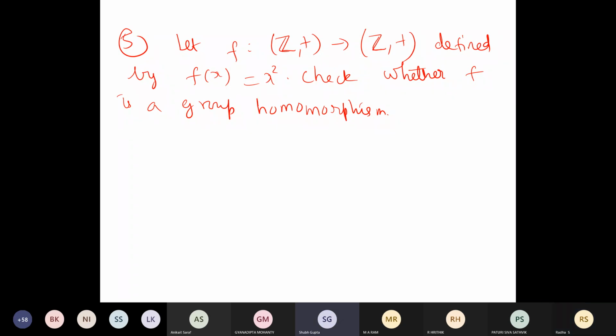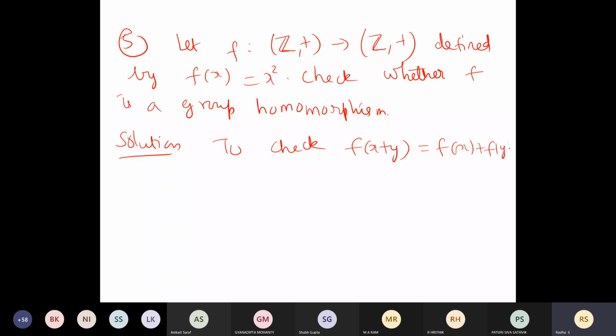X plus Y the whole square is not equal to X square plus Y square. That's good. Correct. Obvious. Not a group homomorphism. Correct.